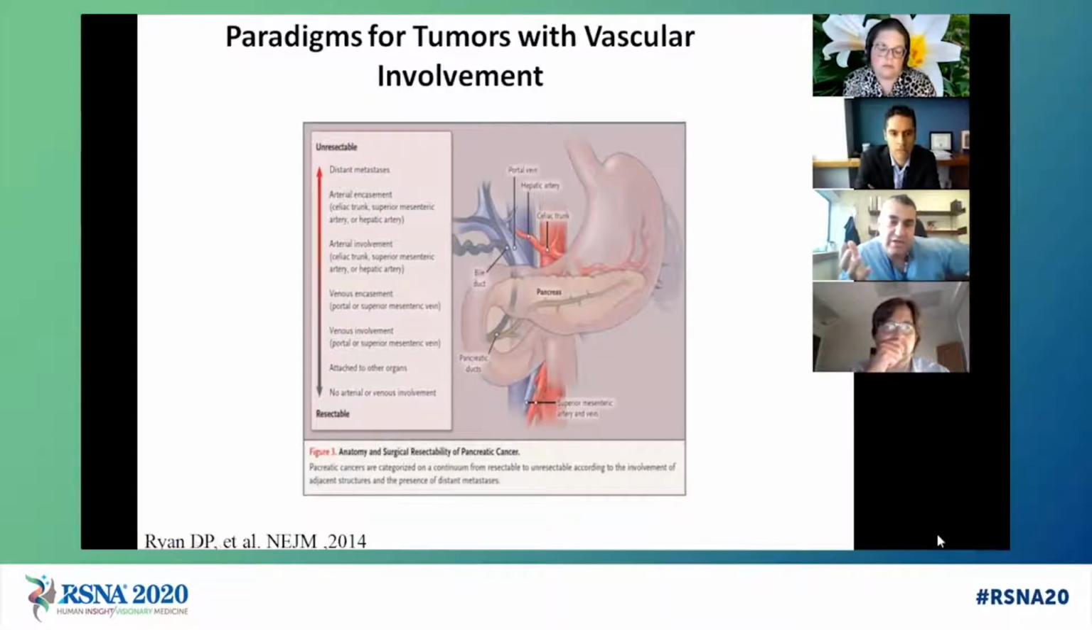There are other branches that could be involved, like the first jejunal branch, which is a venous branch. But again, most of the other smaller branches are easier to sacrifice. In general, one that does feature a lot is the splenic artery, splenic vein. In distal tumors, they actually are of less relevance because we tend to sacrifice them.